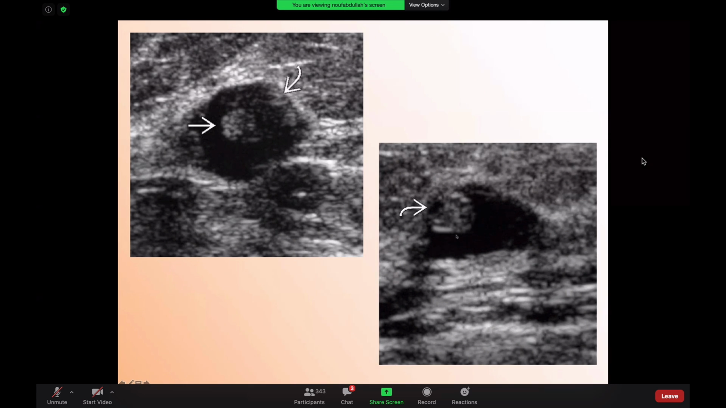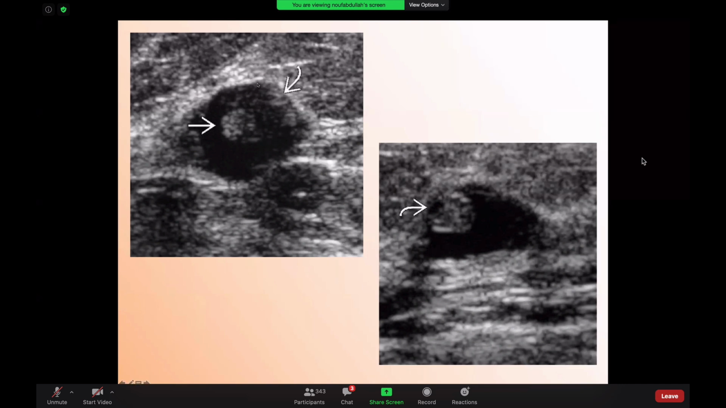Once you see this rounded solid component, then your description is complex cystic lesion. This is a BI-RADS 4. It needs biopsy. Even if I put flow, there is no vascularity. This is a complex cystic lesion. It has to be biopsied.